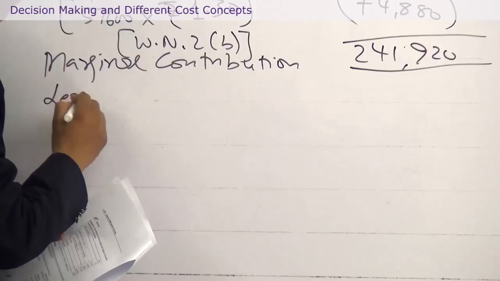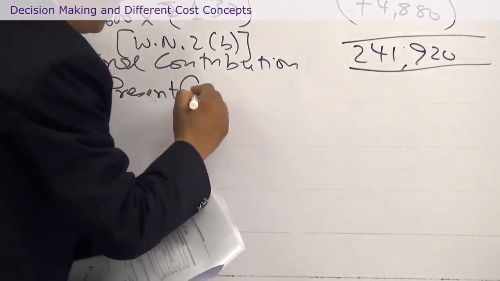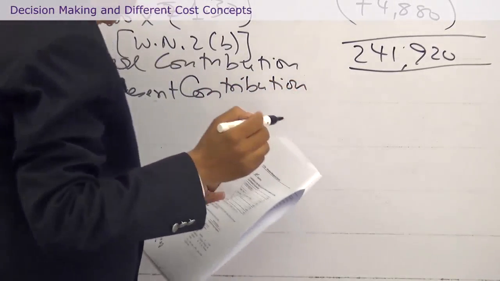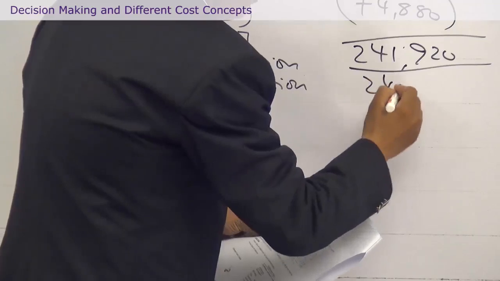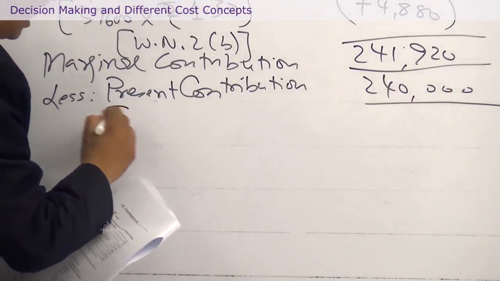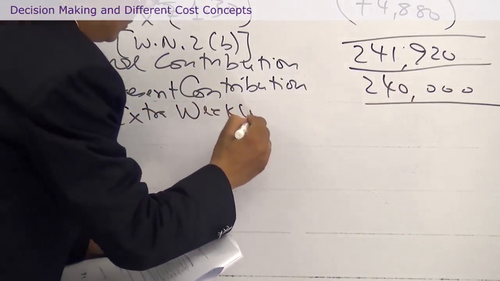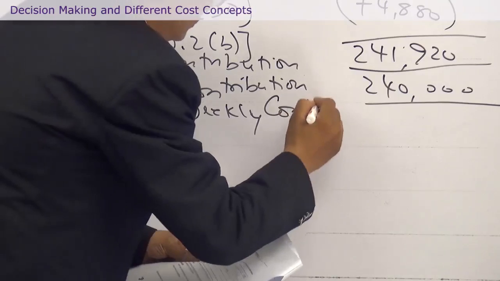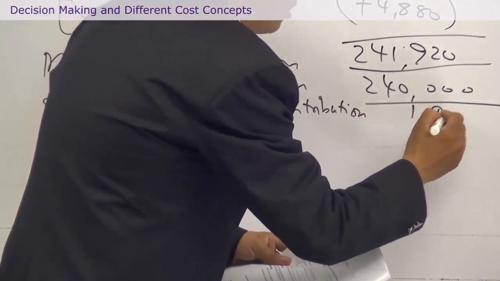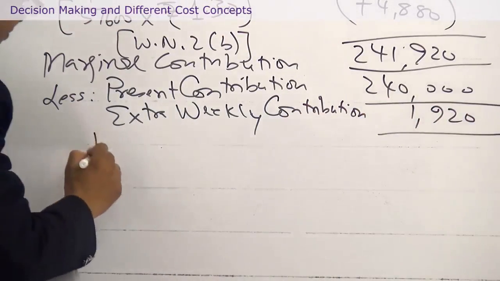Less present contribution. You have 2,40,000. So extra weekly contribution is favorable, 1,920.